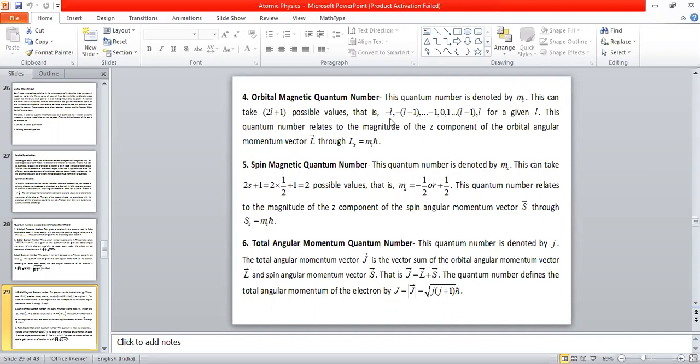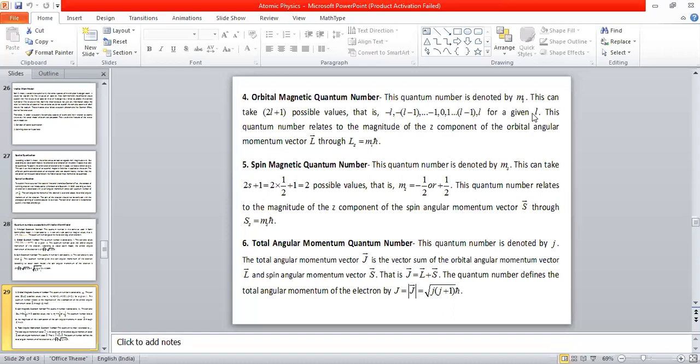Which are those? It actually changes from minus l to plus l including 0. The possible values of ml are 2l plus 1. And which are those? They are minus l to plus l, including 0. Okay, so that is for a given l.